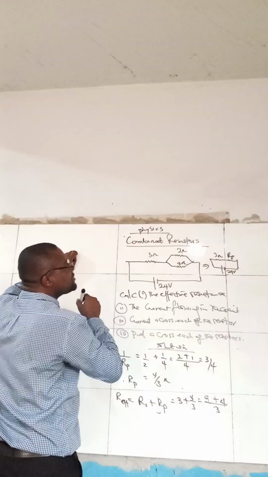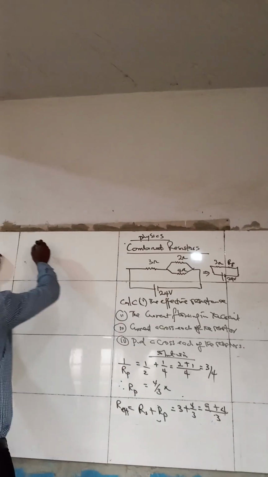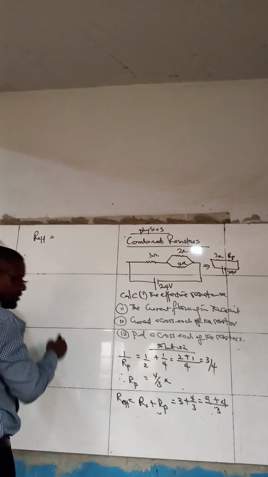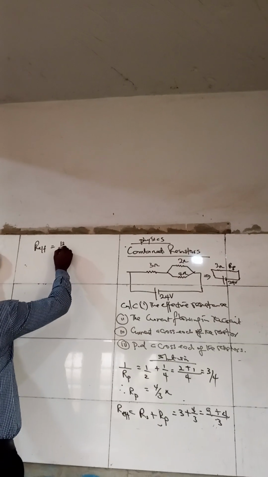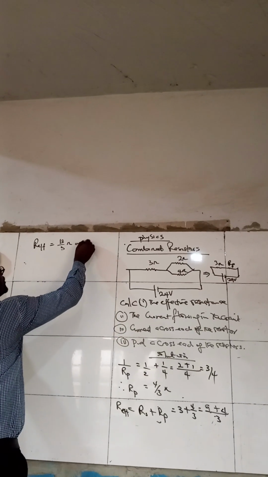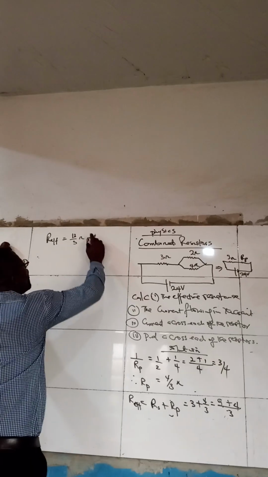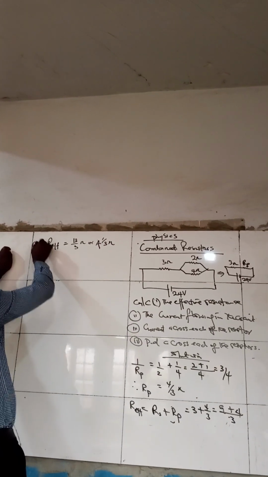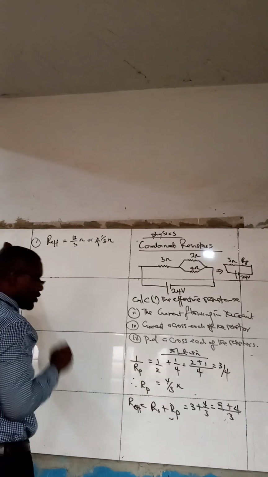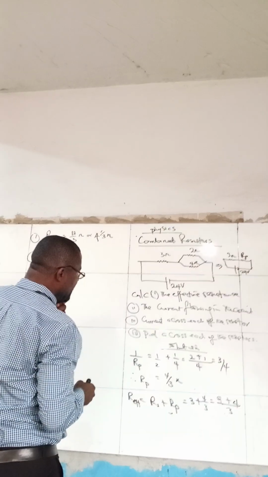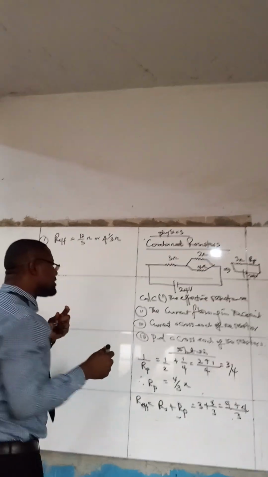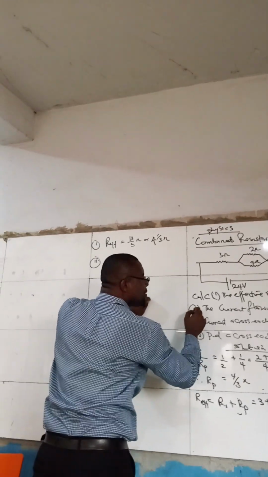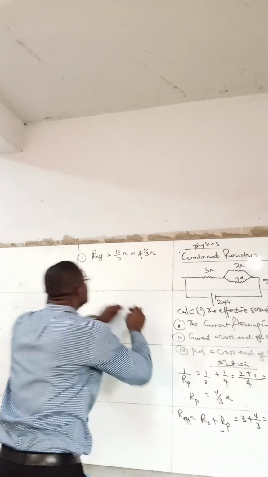So the effective resistance is simply 13/3 ohms, or 4 and 1/3 ohms. That's the answer to part one. Then part two is asking us to calculate the current in the circuit.